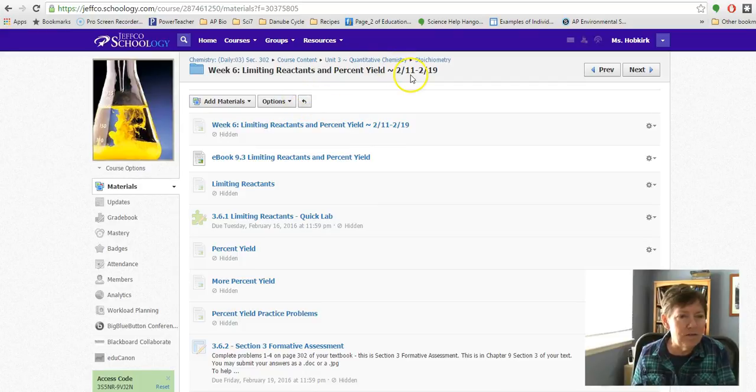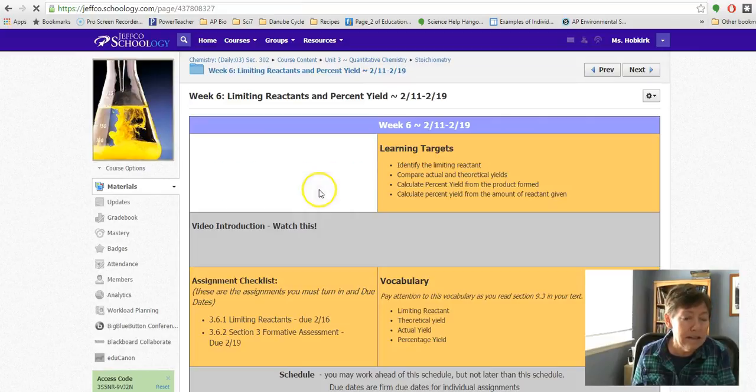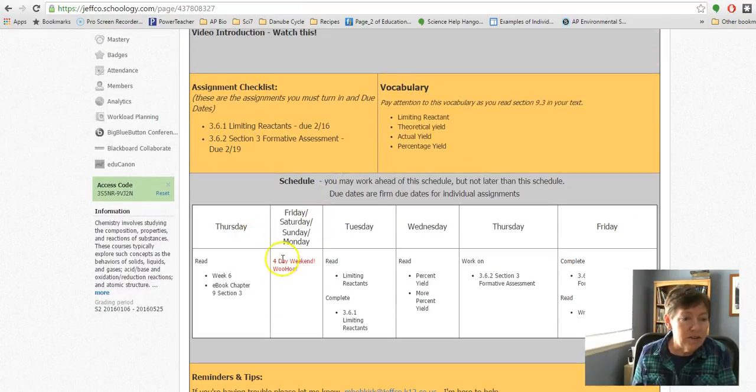We go from 2/11, which is a Thursday, and then you guys have a 4-day weekend. So we start on Thursday, you have a 4-day weekend, and then through the 19th, which is Friday, to finish up this week. So you have 5 class days with a 4-day weekend in between.